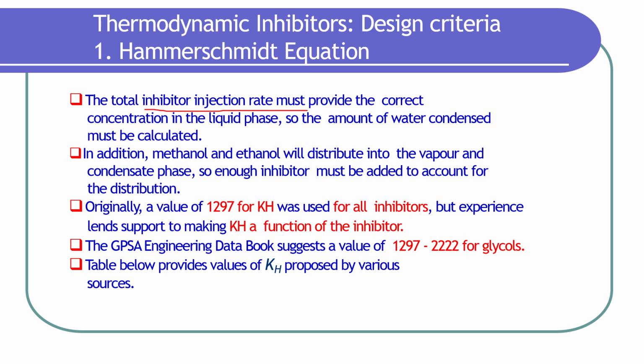The third thing is that in the old days they used to take the KH value as fixed at 1297 for most of the inhibitors, but recently they found that this is not very accurate, and the inhibitor type will affect the KH value. As a result, we can use the KH values as we have seen in the table before, or in the table that we're going to see in the next slide.